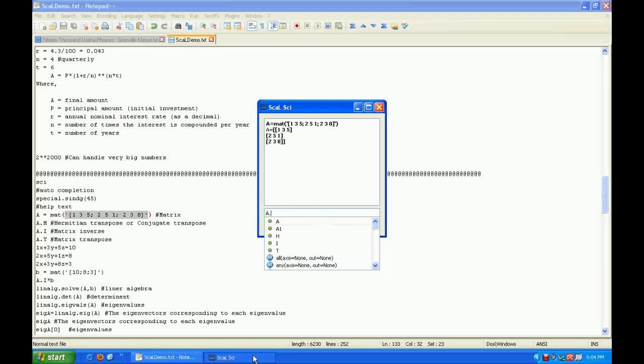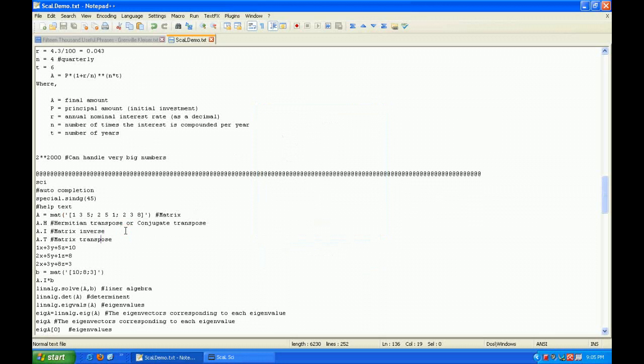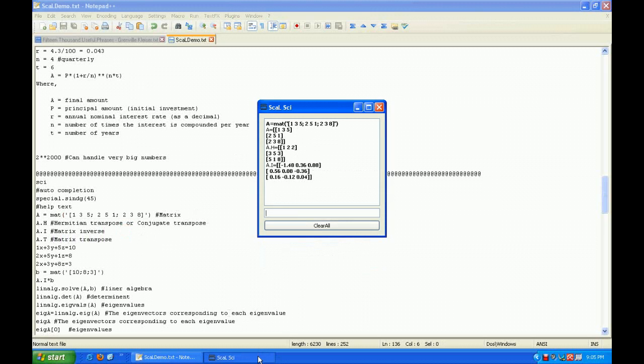What we can do with A is Hamilton transpose, inverse, transpose. Let's start with it, and we can do a lot more things, so let's not go there. Hamilton transpose is also known as conjugate transpose. Inverse is the inverse of A, and transpose. Let's see how the transpose of A looks.